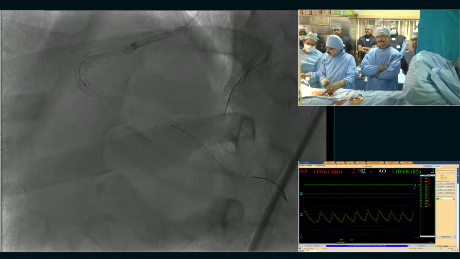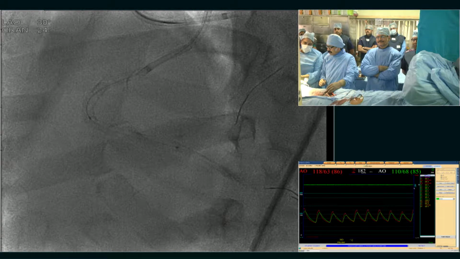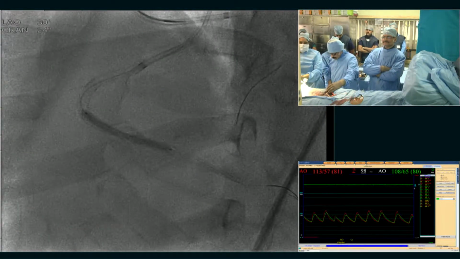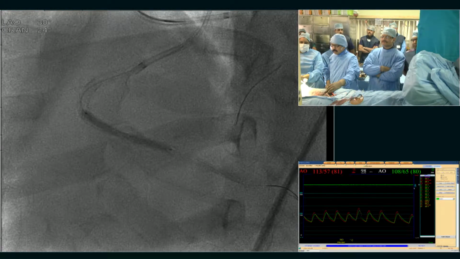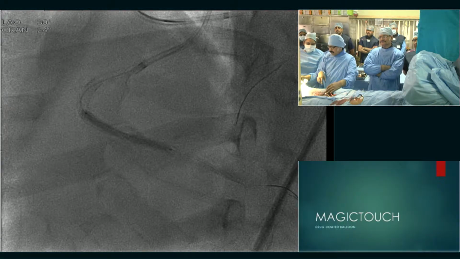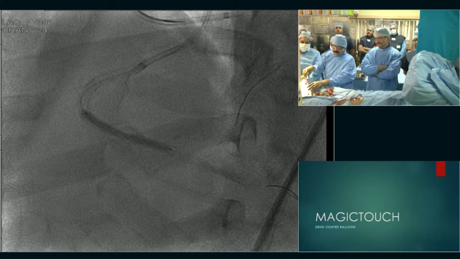This balloon we have to inflate two times at 6 nominal and 30 seconds each time for the drug delivery of sirolimus. But could you, in this timing, show us a retrograde, please? We will deflate it. Once it deflates, I will give the retrograde injection.